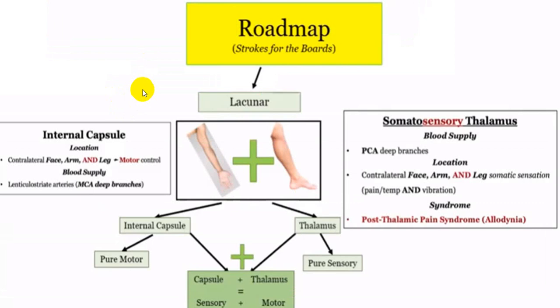Lacunar infarcts, we have already mentioned. You will have pure motor, pure sensory findings. If only thalamus is involved, pure sensory. Internal capsule purely involved, pure motor. And when both are involved, you will have sensory plus motor. And you can have thalamic pain syndromes also because of involvement of thalamus. And when the subthalamic nucleus is involved, you will get hemiballismus.